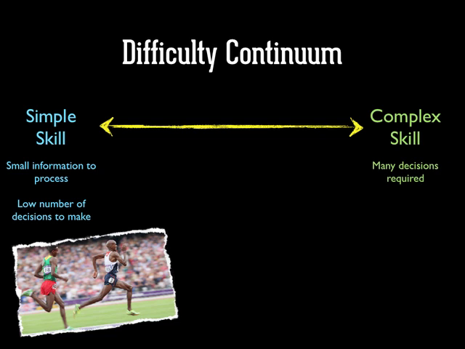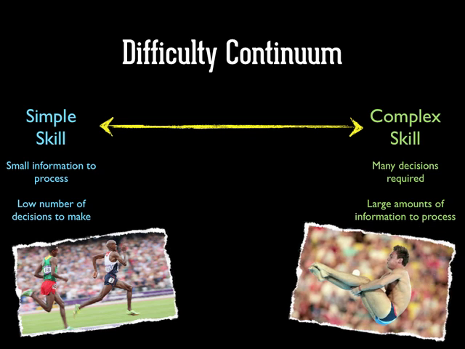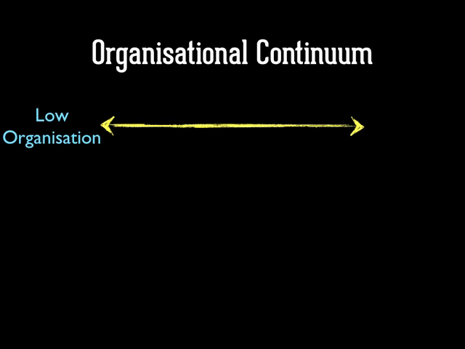Complex skills are the opposite. You need lots of decisions required, large amounts of information to process through your brain. Example of this is a diving routine or a somersault. Lots of complex requirements there as to when to turn, when do I pull my legs into my body. Lots of information to process in your brain. And finally we have the organisational continuum. This is the most difficult one to understand, and lots of people get confused with this, so be careful.